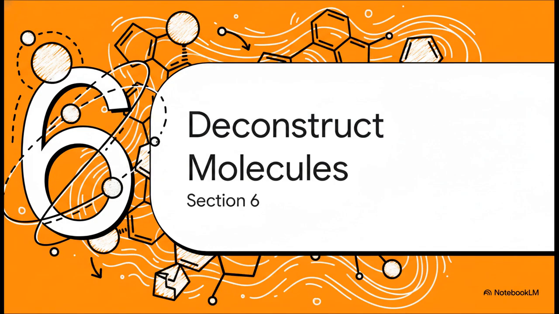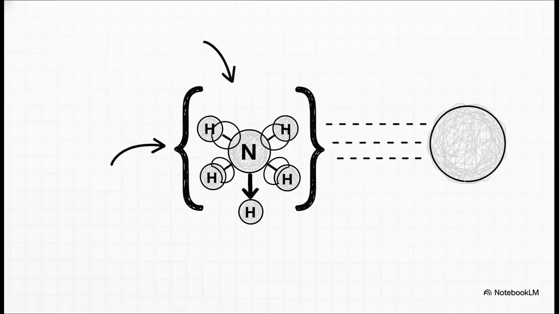Section 6. Deconstructing complex chemical molecules. To wrap up our masterclass today, we're going to apply everything we've just covered to identify all three bond types residing within a single molecular architecture. And this brilliantly illustrates the concept. Let's step-by-step deconstruct ammonium chloride, or NH4Cl. First, the macroscopic structure is held together by an ionic bond, a pure electrostatic attraction between the positively charged ammonium cation and the negatively charged chloride anion.